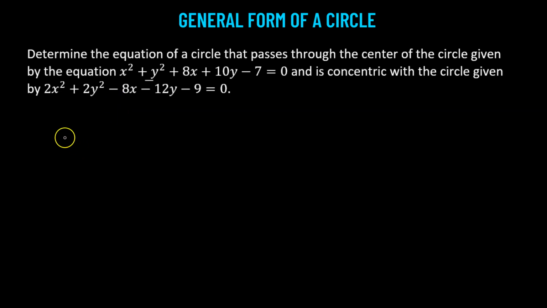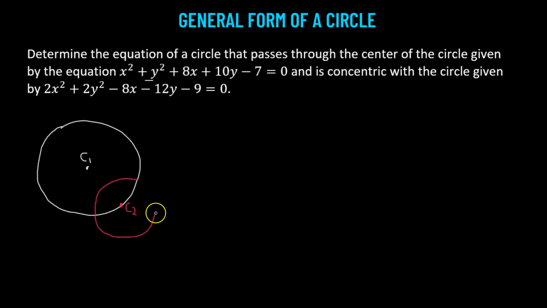So let's say we have this original circle, and this is the circle whose equation we need to obtain. Let's say the circle has a center with coordinates given by C1. The circle is such that it passes through the center. Let's say the center of the next circle is C2. So it passes through the center of the circle with center C2. And C1 is also concentric with another circle. So let's say this is the circle whose center is C3. So C1 and C3 are concentric circles.